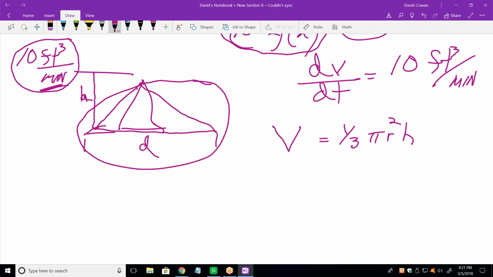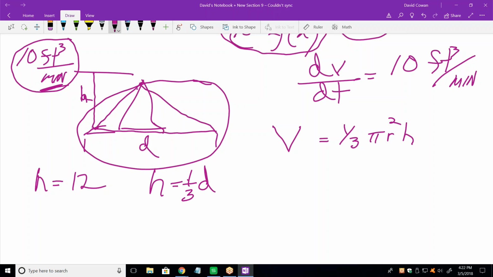So we'll call that h instead of a. What other piece of information did they tell us about the relationship between the height and the diameter? They're asking us to find it when the pile is 12 feet high, and that it falls at a rate of 10 cubic feet per minute. No, they also said the height was 1/3 the size of the diameter, correct? Yeah. That's really important. That means height is 1/3 of d.